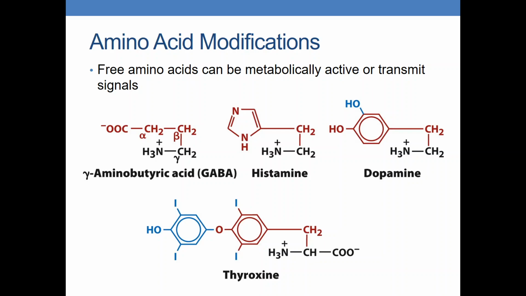Amino acids also often show up free in solution, that is, unincorporated into proteins. In these cases, these free amino acids can be metabolically active or functional, as in signal transmission. So the examples that I'm showing you here are going to be examples you have probably heard of before. For example, gamma aminobutyric acid, or GABA. You probably have heard of GABA receptors, or histamine, or dopamine. But what I want you to see here is that they are derived from amino acids, but in their active forms, they look a little bit different. But you can still see how they might have started from an amino acid as the precursor.